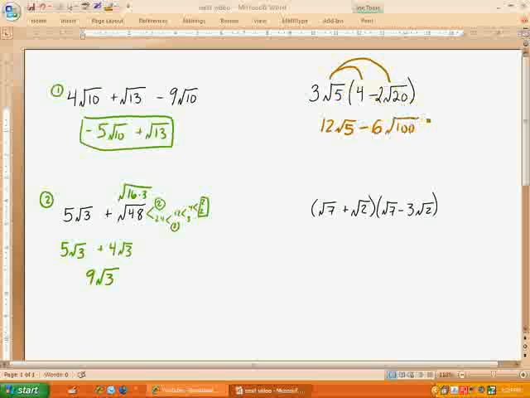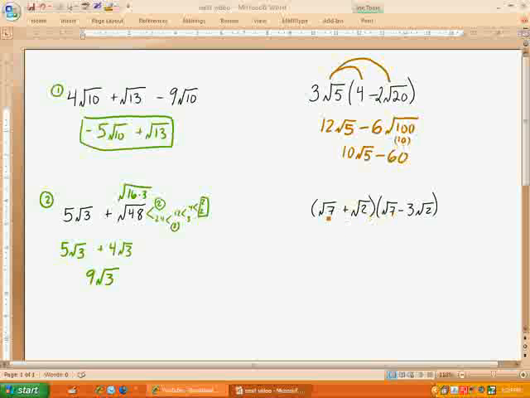Okay, now from this point I should simplify the roots if I can. Root of 5 will not simplify. There's no perfect square in there. The root of 100 I know is 10. And so when I take the square root of 100, I'll have 10, which means I'll have 6 times 10, which is 60. And so my final answer here will be 10 root 5 minus 60, because the root of 100 was 10.